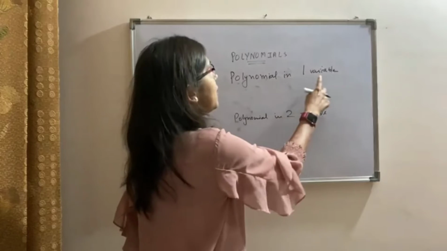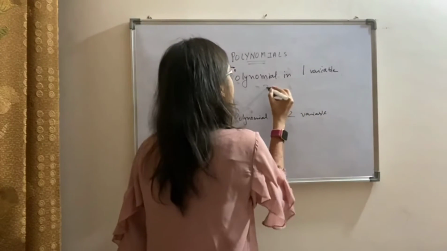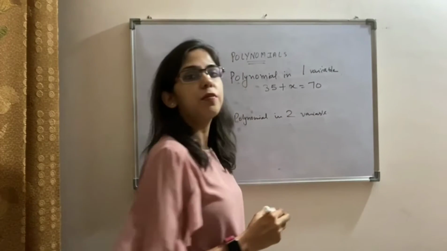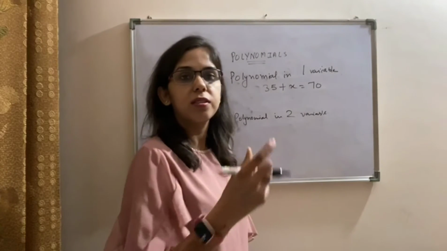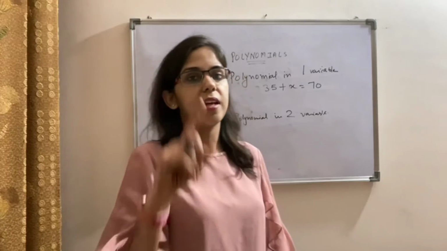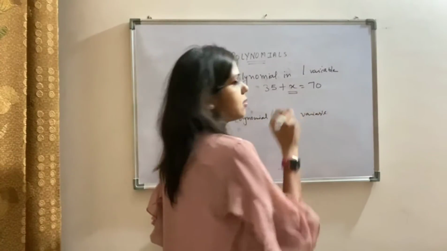So polynomial in one variable, like the very first example I took, when I add up the ages of father and mother, I get 70, right? In this expression, 35 plus x equals 70. So you can clearly tell me how many unknown quantities there are in your polynomial. Then you will say there is only one unknown quantity in your polynomial, that is x, right?